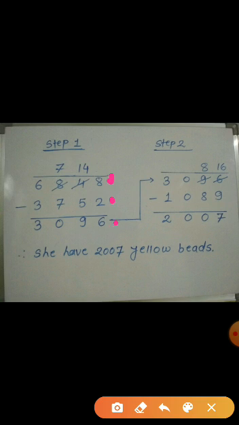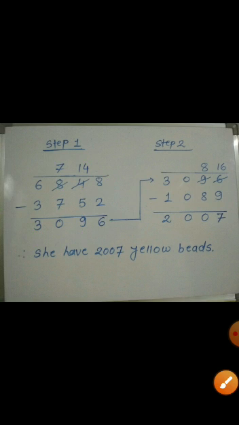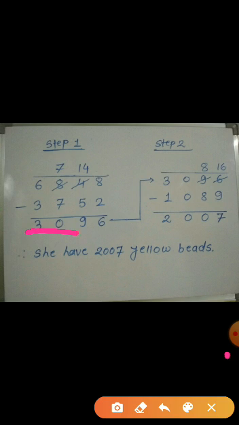Now 8 minus 2 is 6. Then 5 cannot be subtracted from 4, because 5 is bigger than 4. So what do we do? We take one borrow from the next digit. So I cut 8 and write 7, and this number becomes 14. Now 14 minus 5 is 9. Then 7 minus 7 is 0. And 6 minus 3 is 3. So the answer is 3096. Now I write this answer as the first number in the second step.